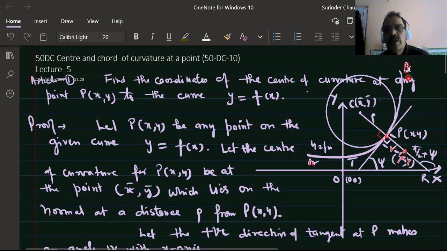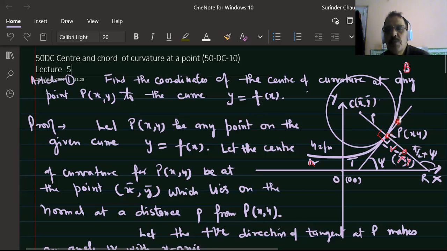Let AB be the curve y equals f(x), and P any point on this curve whose coordinates are (x, y). Let the coordinates of the center of curvature at point P be (x bar, y bar), which lies on the normal at point P at a distance rho from P, where rho is the radius of curvature, which you derived in the previous lecture.